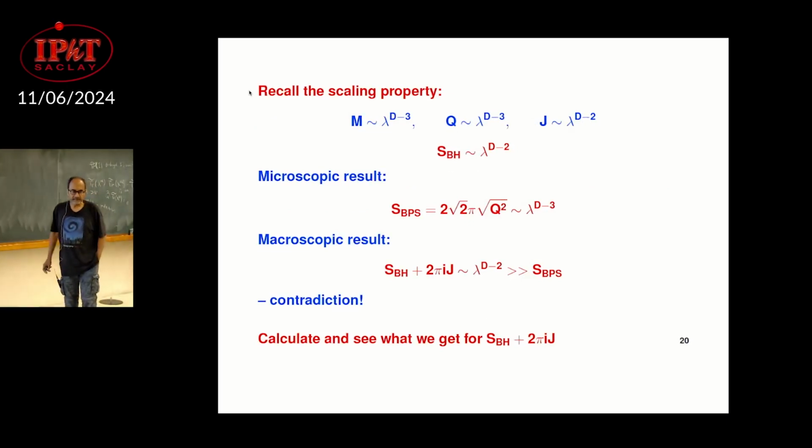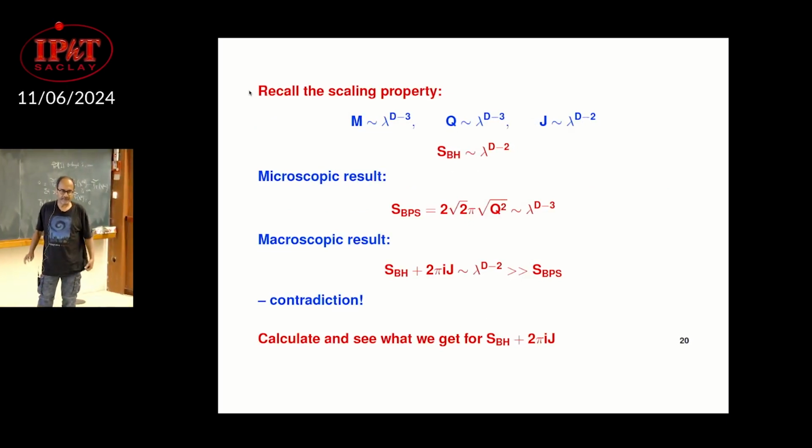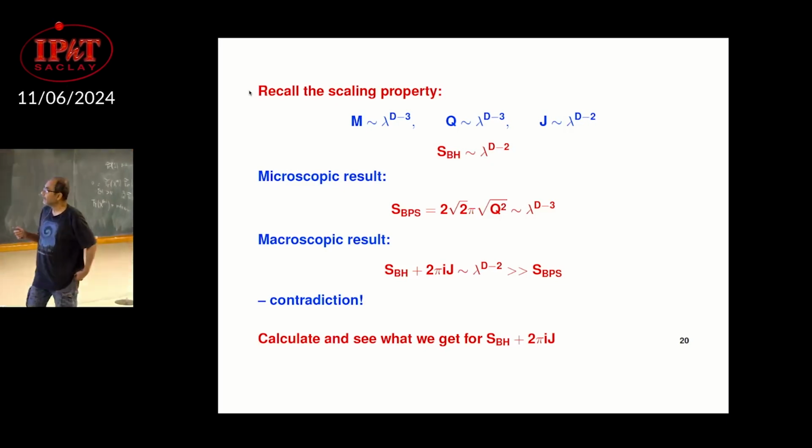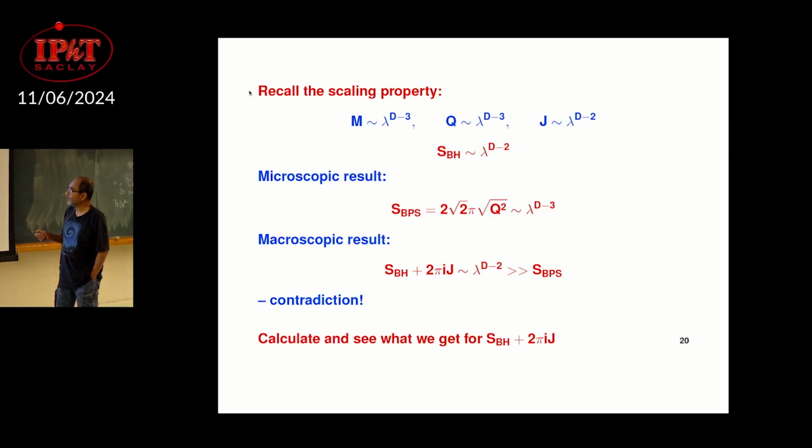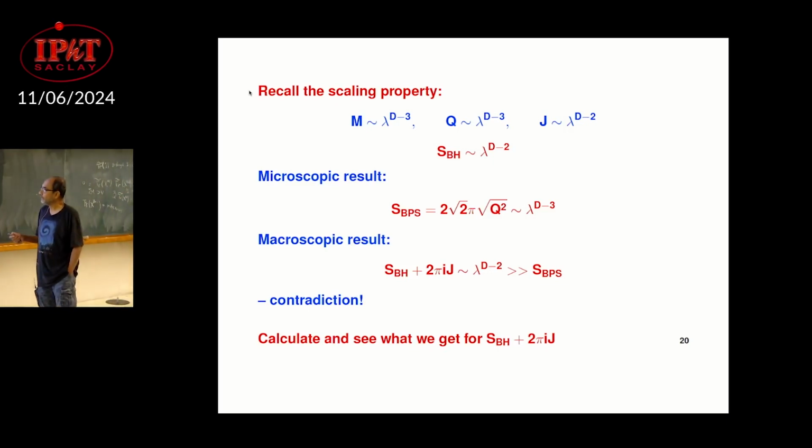So let's first try to do a scaling analysis. Recall that we had some scaling property. This scaling property of course works only for the Bekenstein-Hawking formula, so let's first write the Bekenstein-Hawking formula to see what we get. The Bekenstein-Hawking formula, which includes only two-derivative terms in the action, tells us that M, Q and J scale like this, and the black hole entropy scales like this.